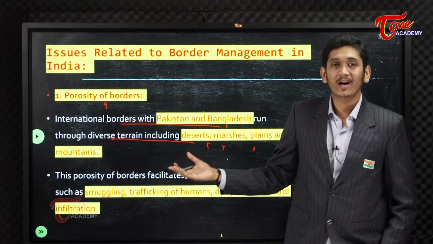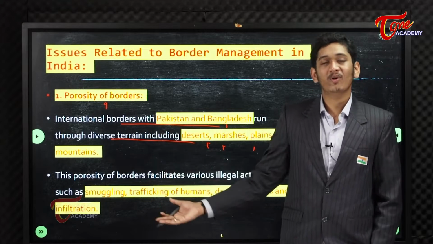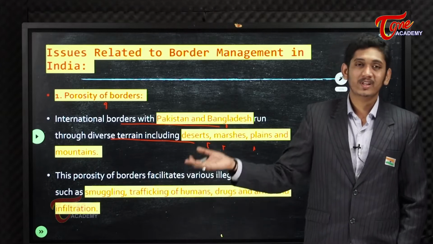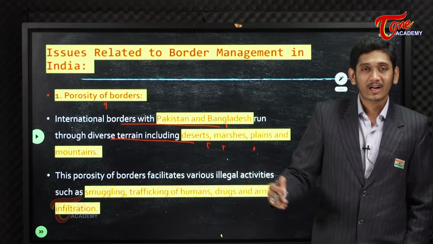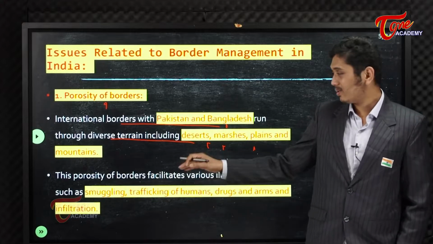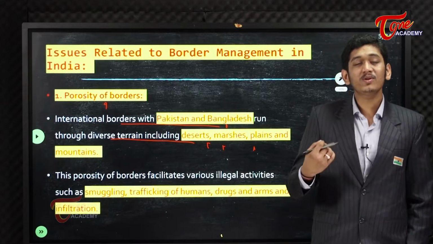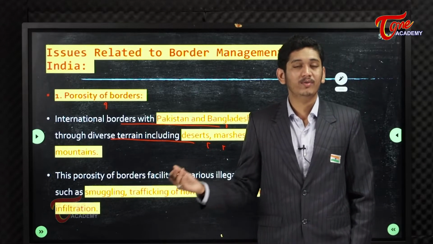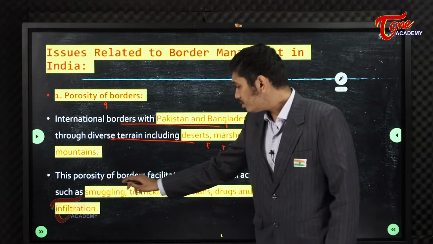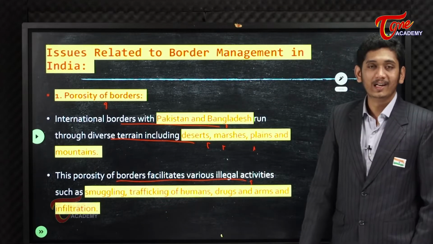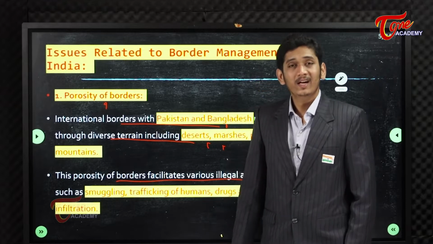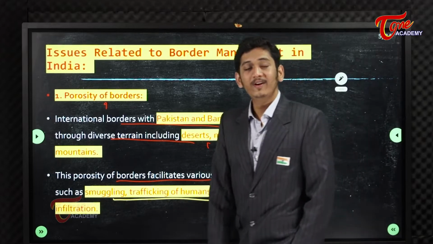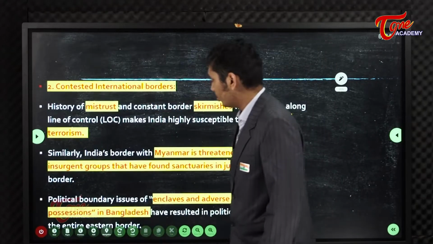Even in the case of Myanmar, where there was a Holocaust on the Rohingya Muslims, they came to Bangladesh. From there, they tried to come into India. So all this was happening because of the porous border. And there is also smuggling which goes through that border, and honey trapping of the officers of border security forces. The porosity of the border facilitates various illegal activities such as smuggling, human trafficking, drug trafficking, arms trafficking and infiltration by various other groups.